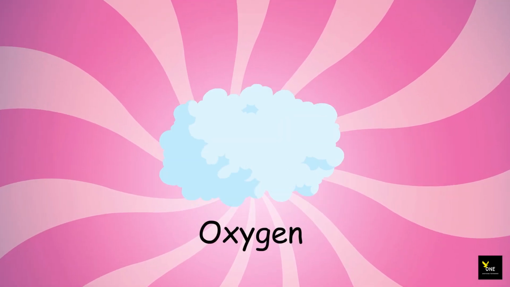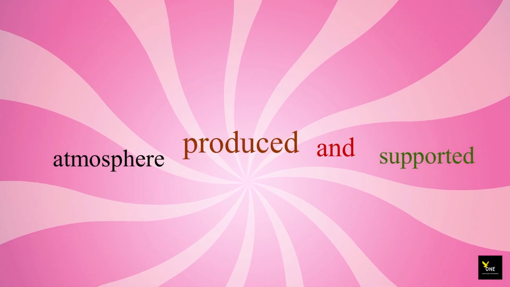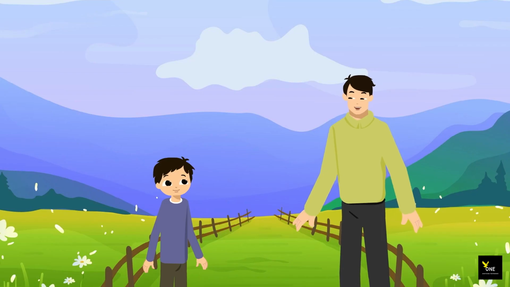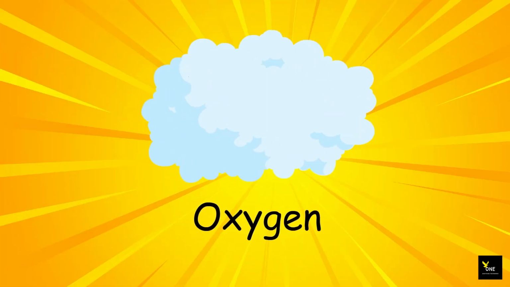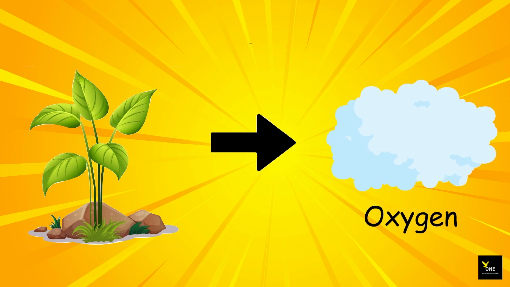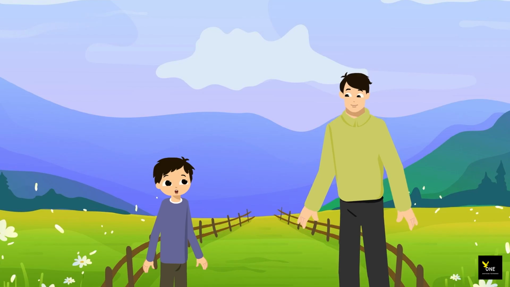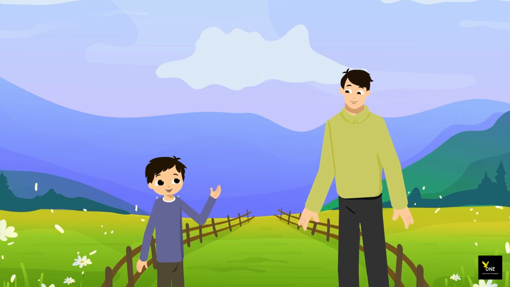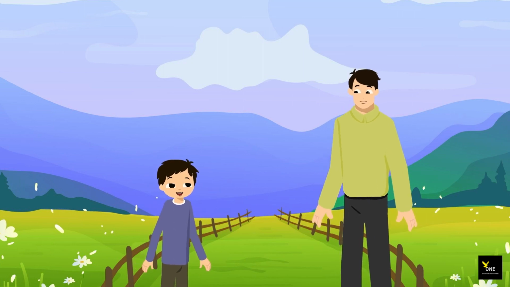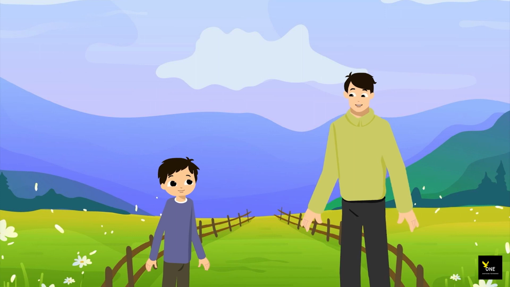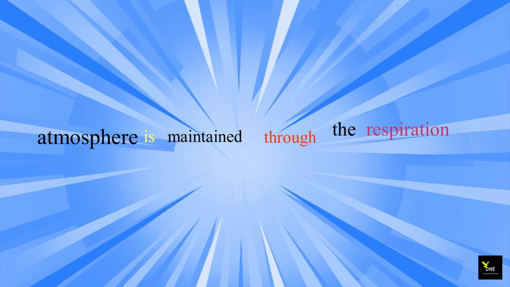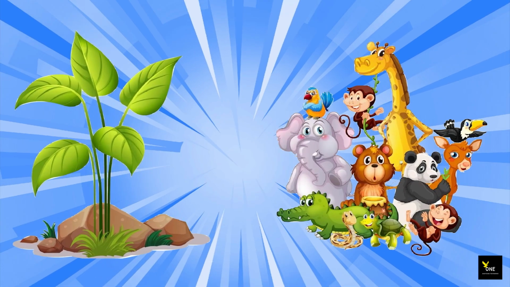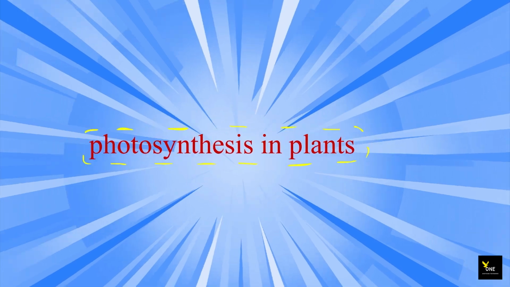So is all the oxygen in the atmosphere produced and supported by plants? Not really, son. It is more of a balance. Although they also need oxygen to breathe, plants produce more oxygen than they use. Because of this, we claim that plants produce oxygen. Oh, I see. And we breathe in the oxygen and give back carbon dioxide. Precisely. Therefore, we can say that the balance of oxygen and carbon dioxide in the atmosphere is maintained through the respiration in plants and animals and the photosynthesis in plants.